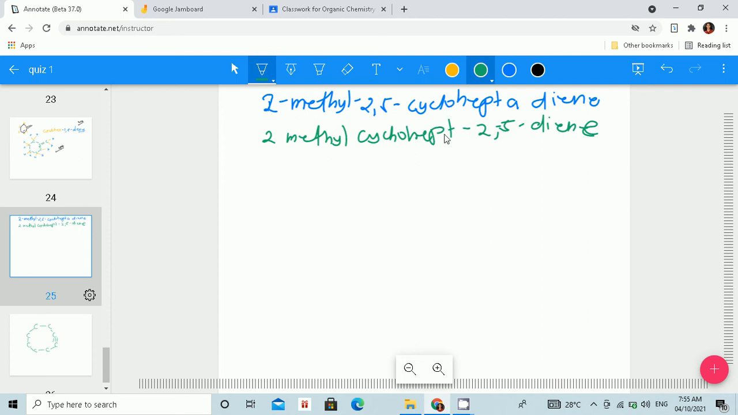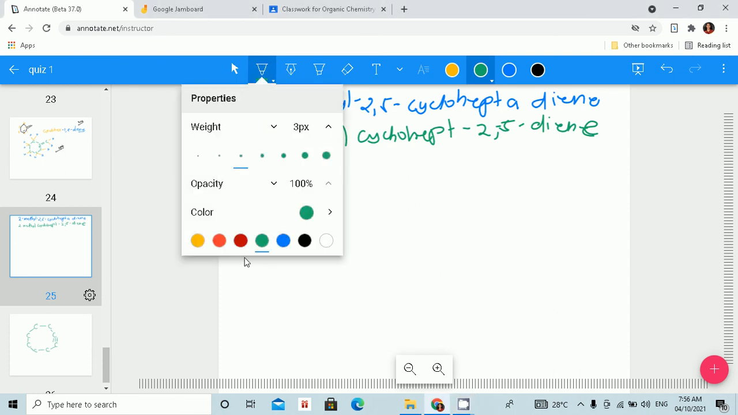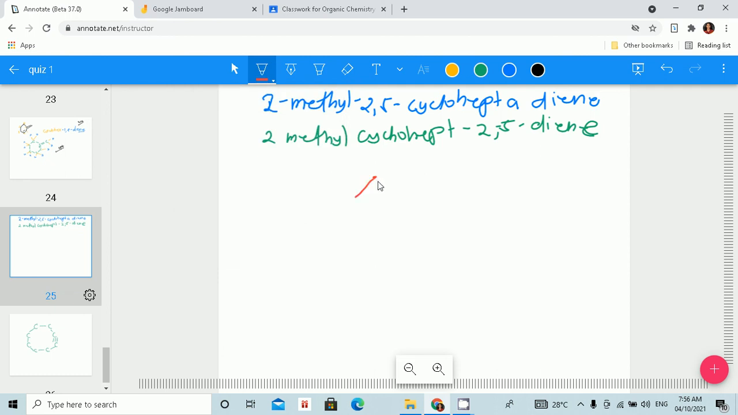Now, what is the line structure of this? Of course, we can expect that since it has cyclo, this is a cyclo and it is hept. So it has 7 carbons. Now let's write that one. It's cycloheptane, so we have 1, 2, 3, 4, 5, 6.